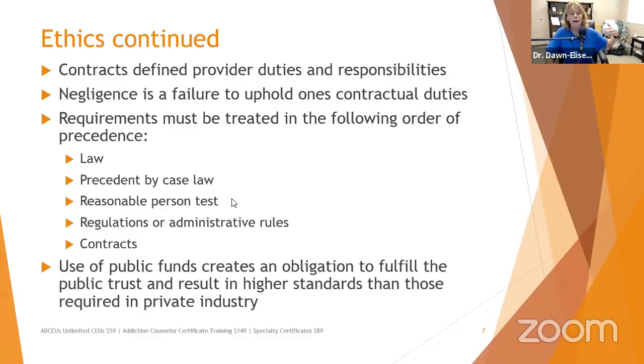But if the law says you can't do it, then the law is the final answer. The reasonable person test, regulations or administrative rules, and contracts. So this is kind of backwards. You first look at contracts, and if the contract says it's okay, then okay. Then you look at your agency's regulation and administrative rules. If nothing seems to be wonky there and whatever you're wanting to do doesn't conflict with those, okay.